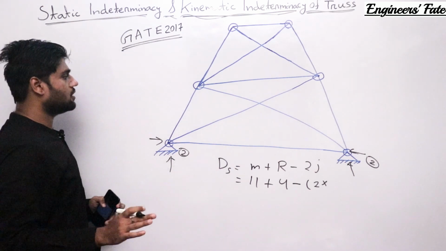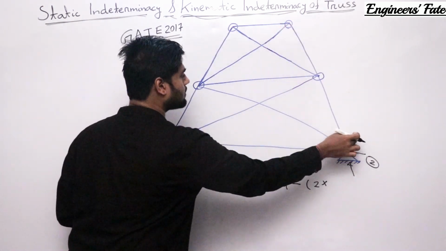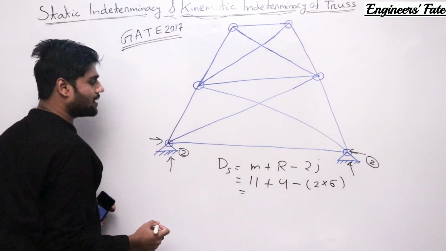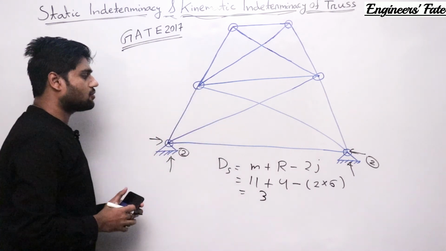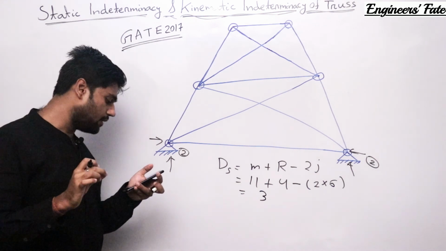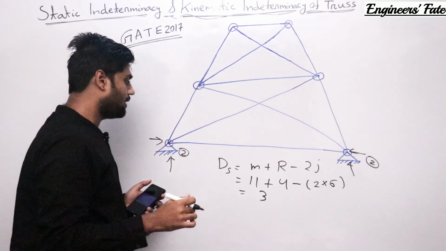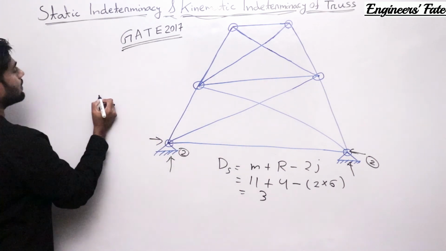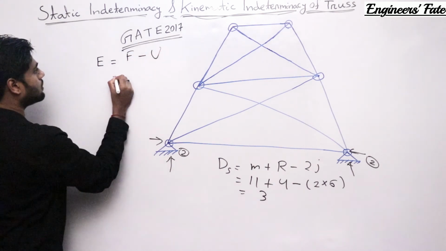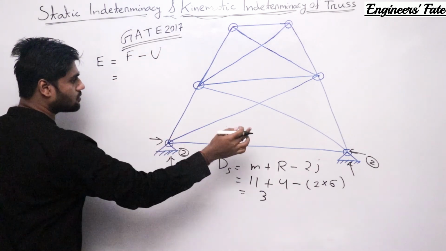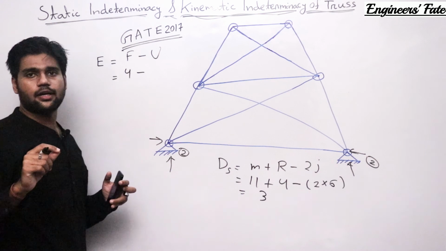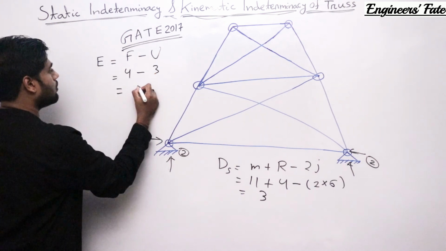Okay, I hope you got this. 1, 2, 3, 4, 5, 6. This is not a joint. So what is ds? 15 minus 12, that is 3. In this question he has not asked for ds, he has asked for the external determinacy or internal determinacy. So how to find the external indeterminacy? I have told you E equals F minus U. What is F? F equals 2 plus 2, that is 4 forces, minus U, which equals the number of equilibrium conditions, that is 3. So E equals 1 here.